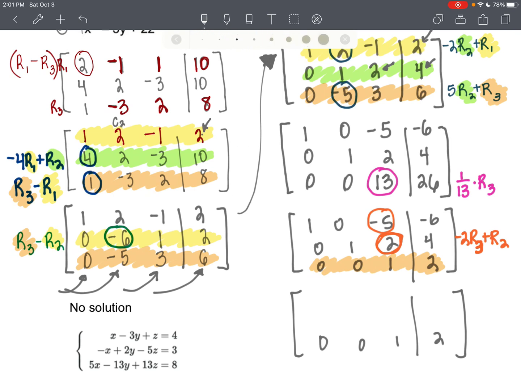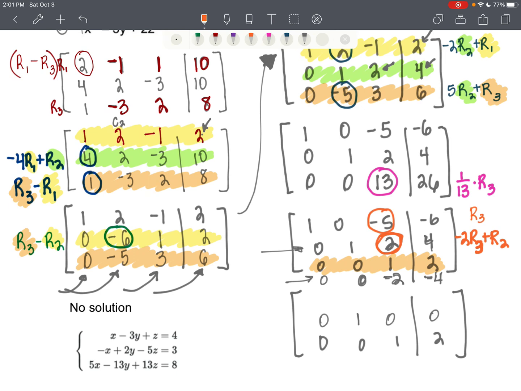In case you've been kind of going, what? I can't really understand. Negative 2 times that row is 0, 0, negative 2, negative 4. We're going to take this and add it to the existing row. So 0 plus 0 is 0. 0 plus 1 is 1. Negative 2 plus 2 is 0. And negative 4 plus 4 is 0.